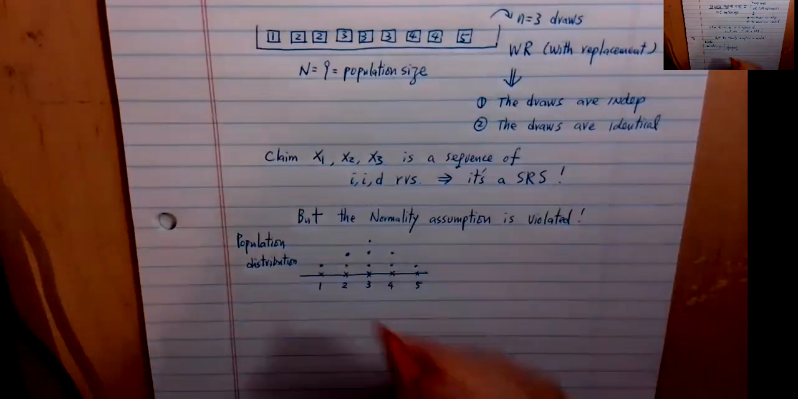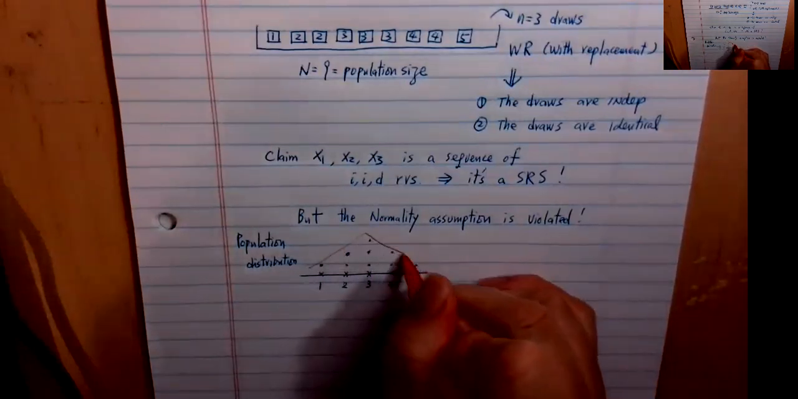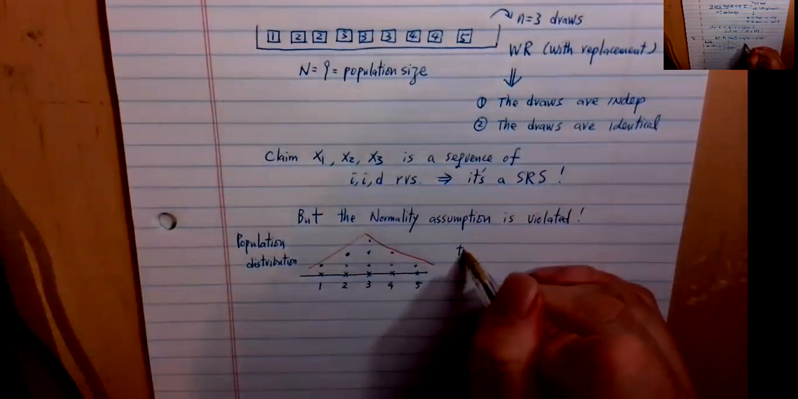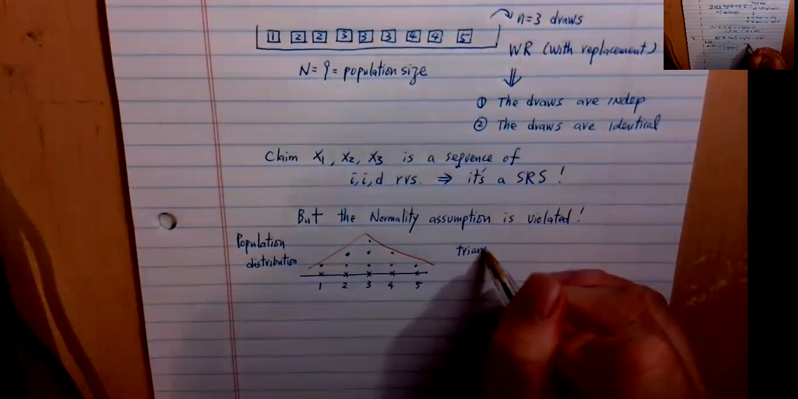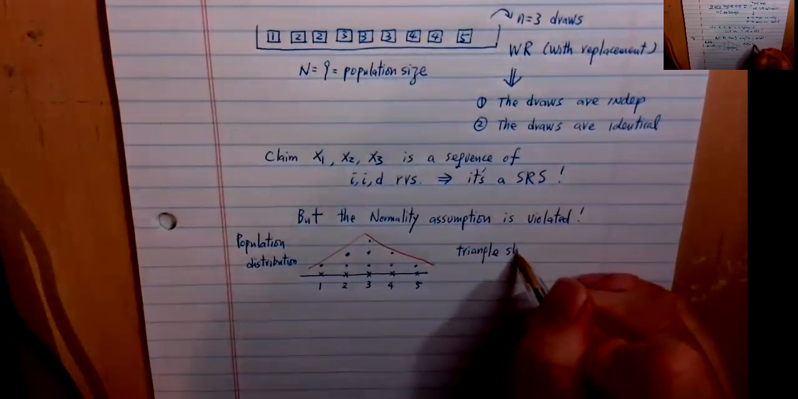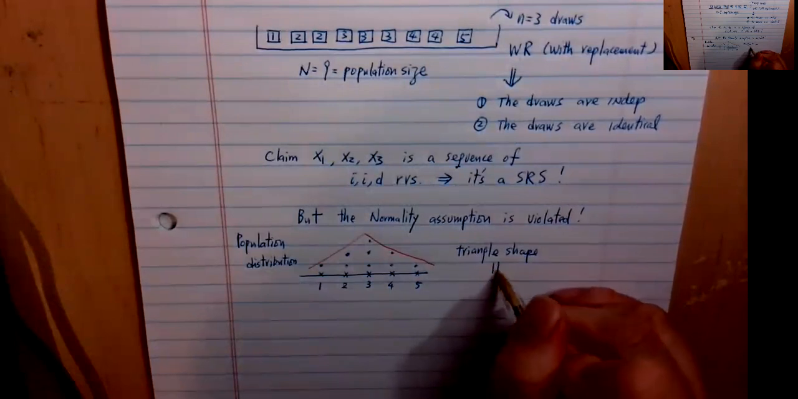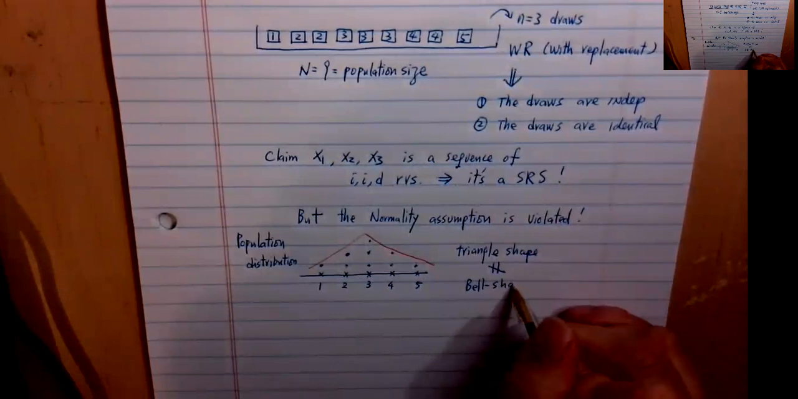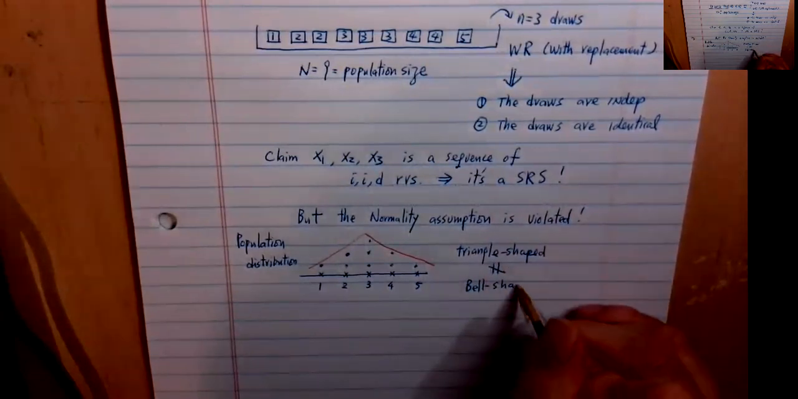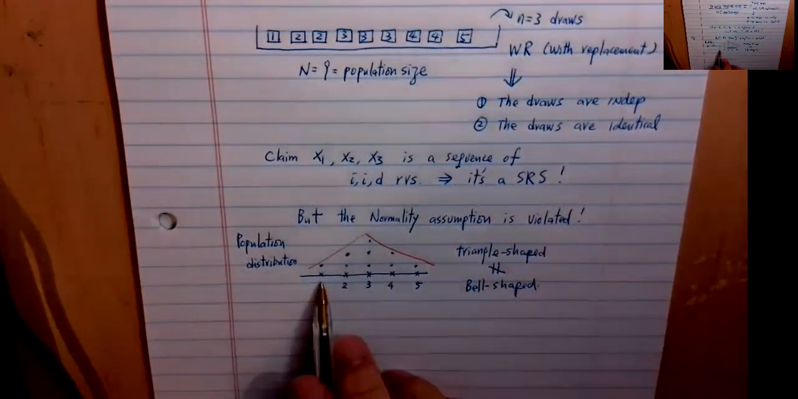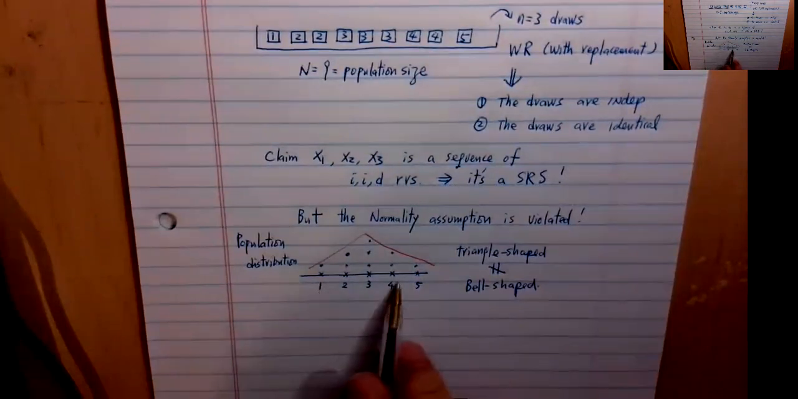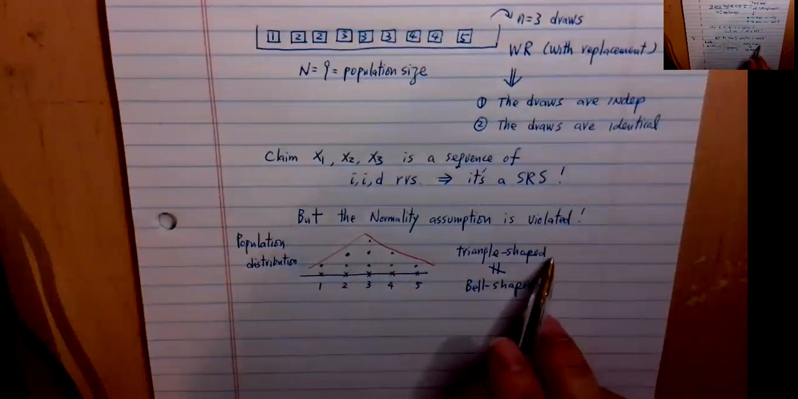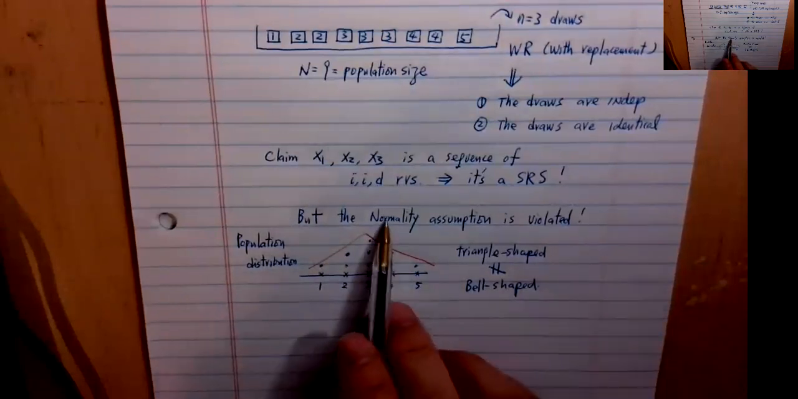Okay, so let's see. What is the shape? The shape is a triangle. And what do you know about the normal distribution? The normal distribution is bell-shaped. So for sure, this is not a normal population, because you can see it's not bell-shaped. Can you see that? It's a triangle shape. So the normality assumption is violated.